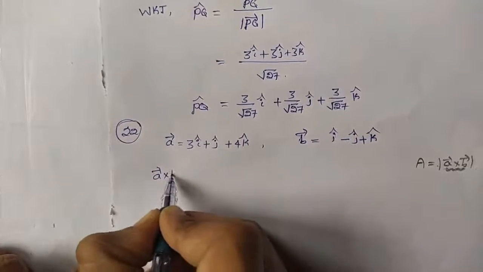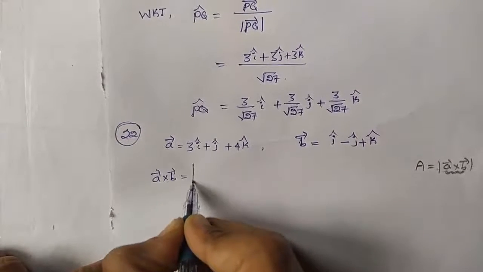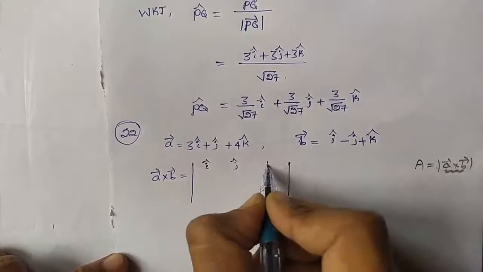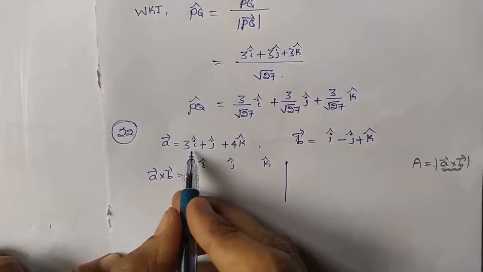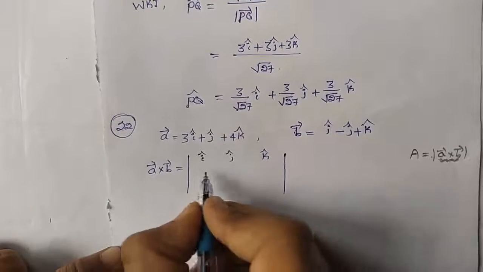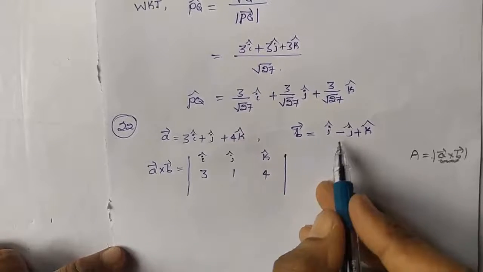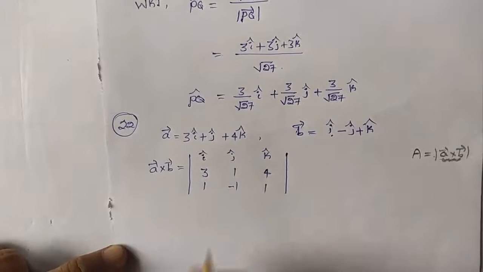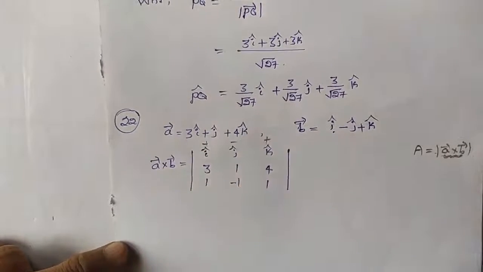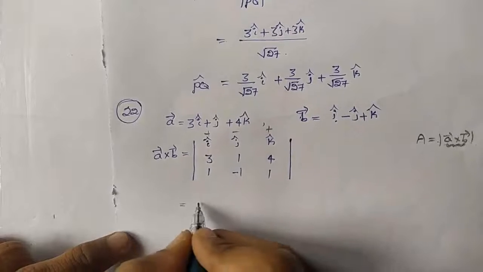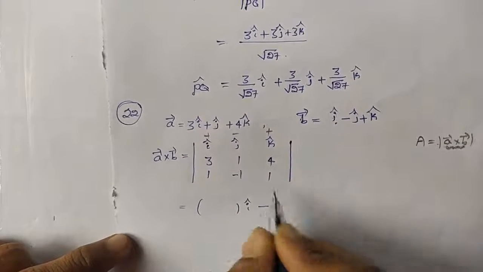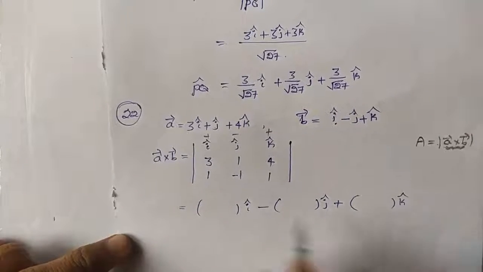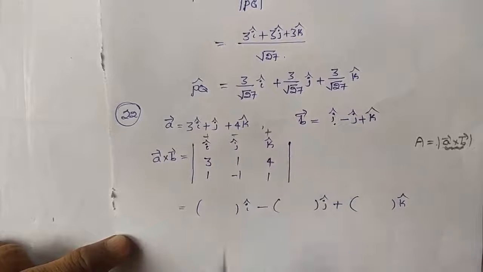So A cross B equals to, how to find A cross B? By using the method of determinant. I, J, K. Write the components of A vector, 3, 1, 4. Next, the components of B vector, 1, minus 1, plus 1. Next, find out A cross B, plus, minus, plus. That is equals to, write I cap as it is, minus J cap, plus K cap.